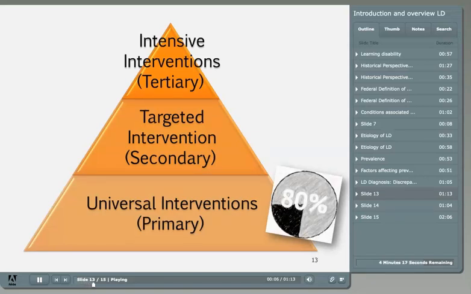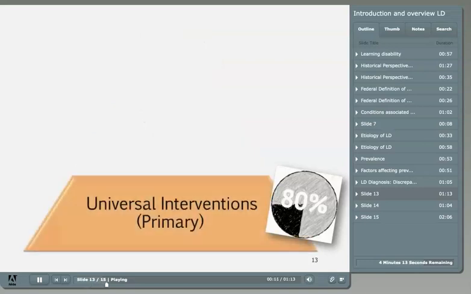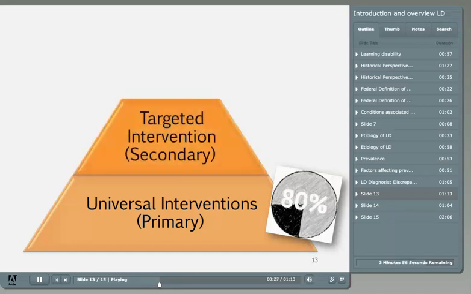We looked at this model during an earlier lesson. Tier 1 is a series of universal interventions, also called primary interventions. These interventions are provided to all students, and it's believed that 80% of the students will be able to make adequate yearly progress with the primary interventions. Tier 2 is the targeted interventions.